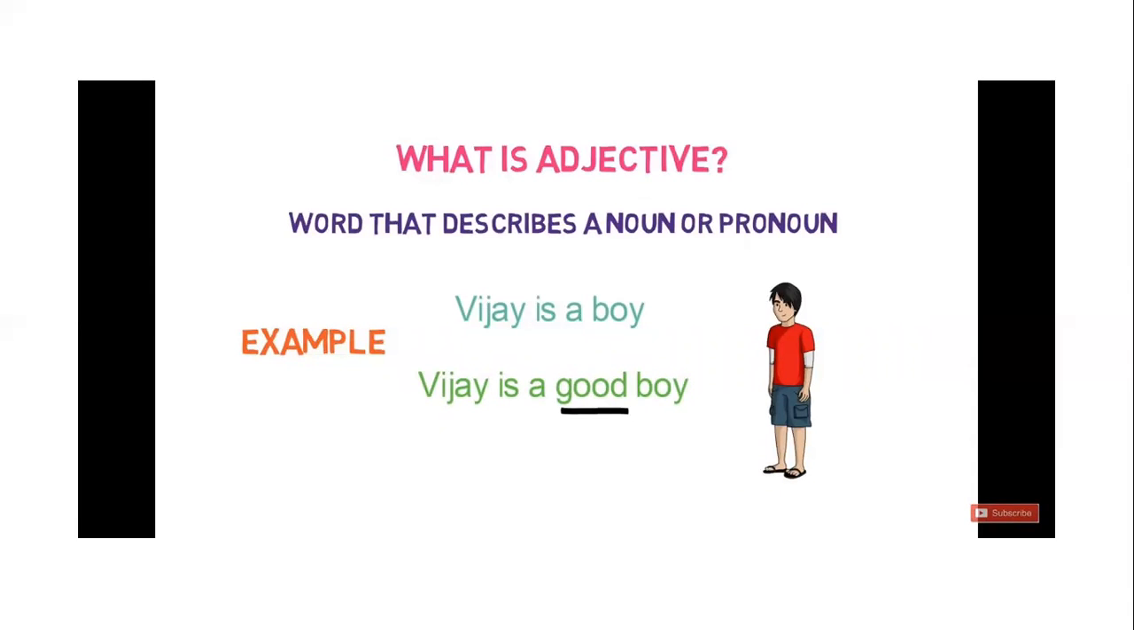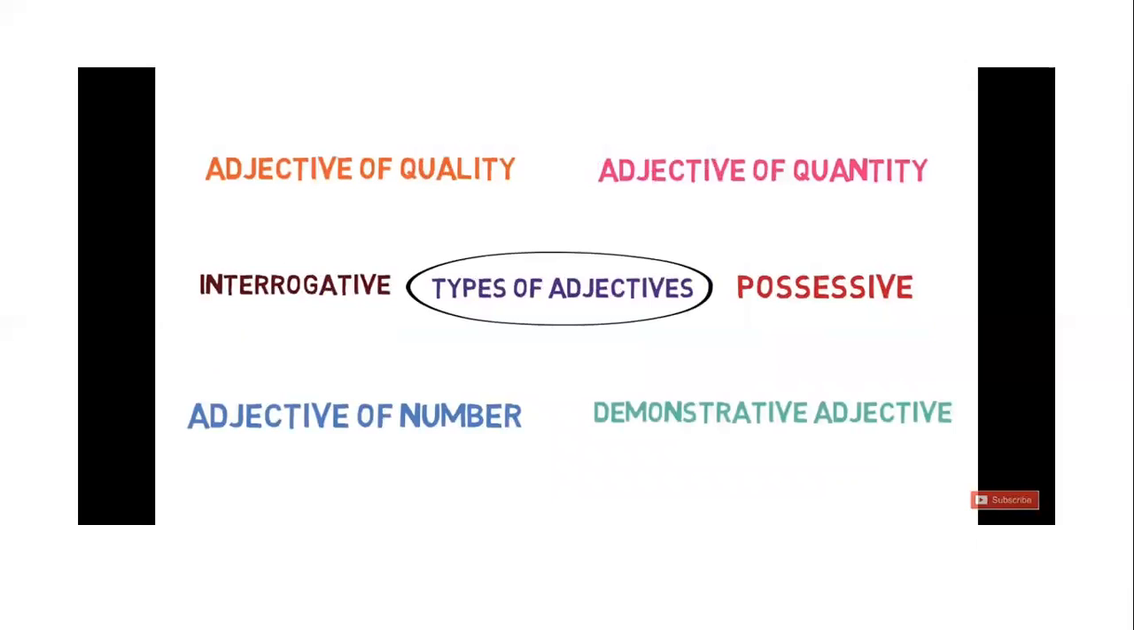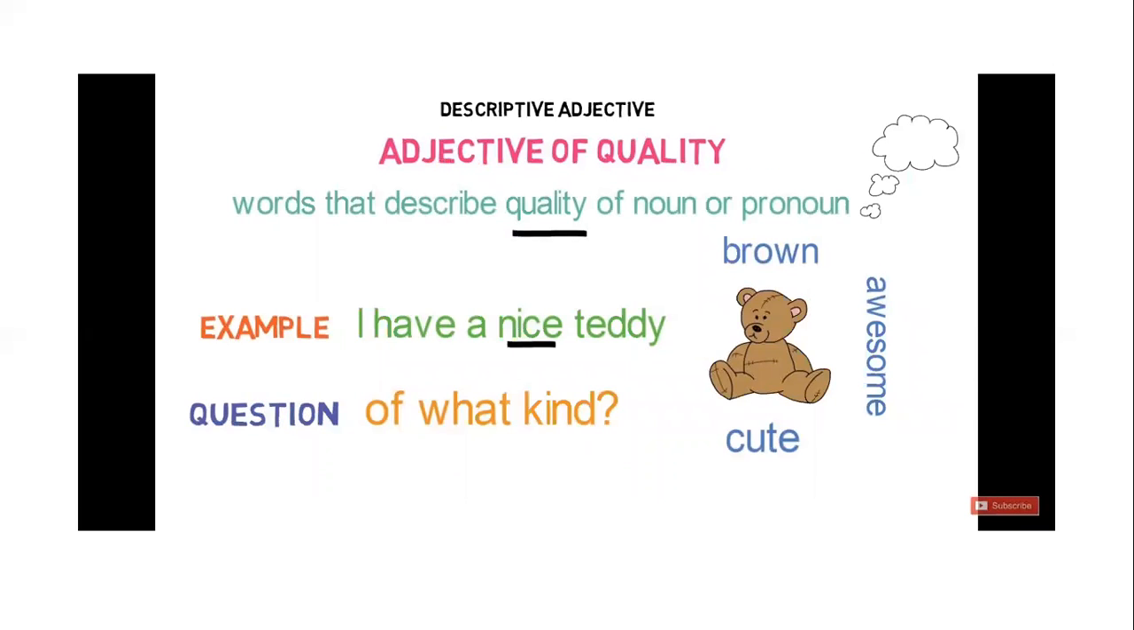Now again, let's revise: what is an adjective? A word that describes a noun or pronoun. Then we have types of adjectives. There is adjective of quality, adjective of quantity, adjective of number, demonstrative adjective, interrogative adjective, and possessive adjective. These are the 6 types of adjectives. Now, adjective of quality is also called descriptive adjective. Judging from its name, descriptive, these are the words that describe the quality of a noun or pronoun.